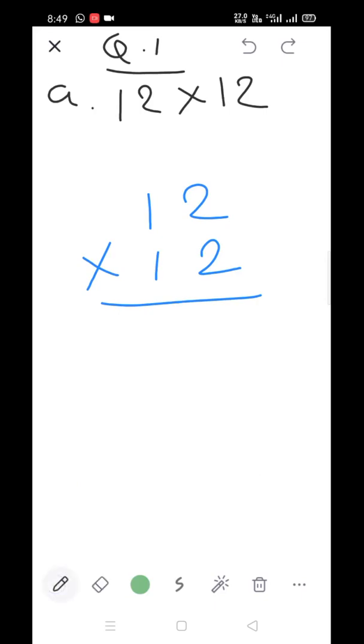Okay, so we are going to start the multiplication from the ones place. Okay, so I'm going to write here the place names: ones and this is the tens. Firstly, we will multiply the ones place value. We will multiply first 2 with this 2 and 1.